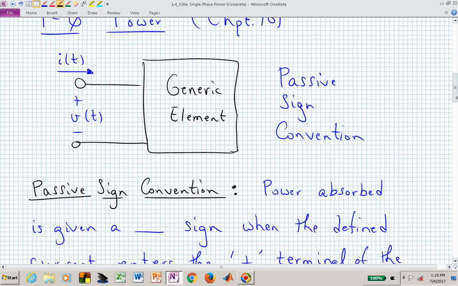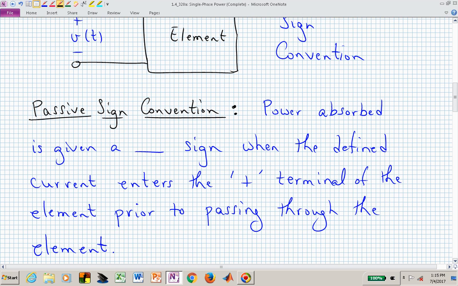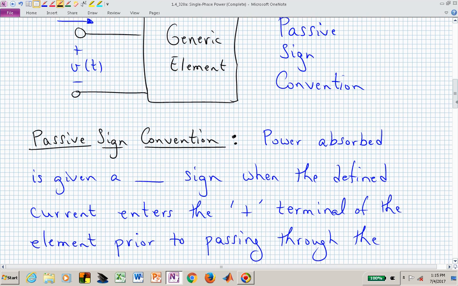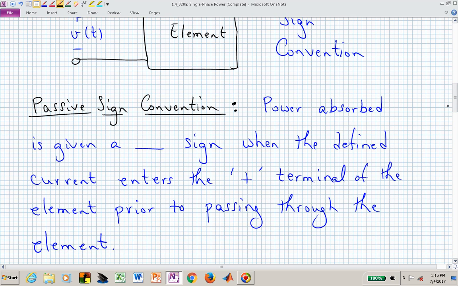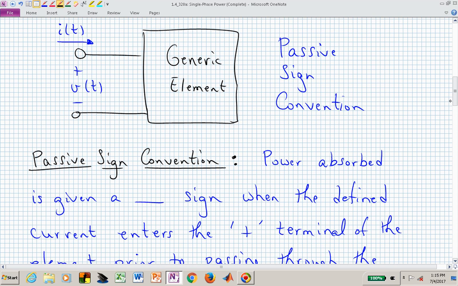But here's the definition of the passive sign convention. And I've left one place blank for us to fill in so that if you're following along, you can at least fill in that blank. With the passive sign convention, what we are saying is that the power absorbed by that element, here we're just having a 2-terminal element and we're calling it a generic element. That means it could be some combination of R's, L's, and C's, or it could just be an R or an L or a C.